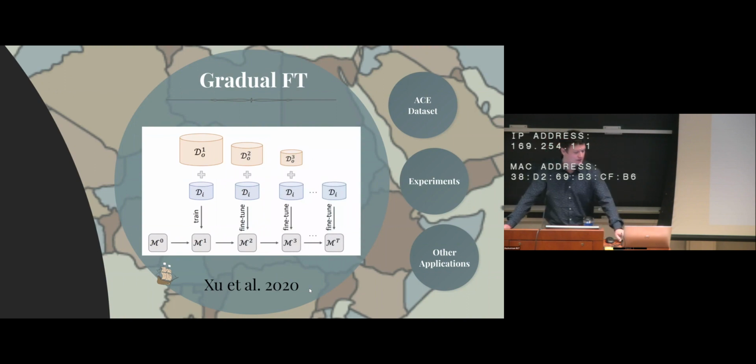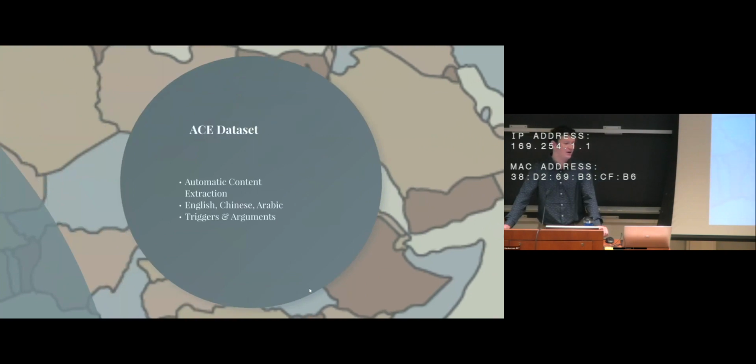So we were looking at this for a couple of different tasks, but one of them was this ACE data set, which is the automatic content extraction. It's a 2005 data set that comes out of one of the government funded programs. It's in English, Chinese, and Arabic, and there's a lot of semantic parsing tasks in here. Specifically, we focus on some trigger ID and argument ID.